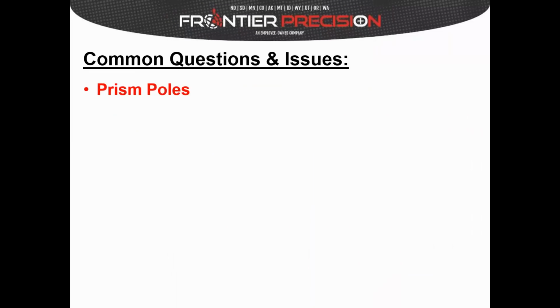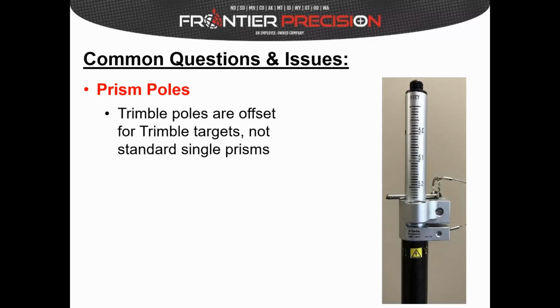All right, a little bit about prism poles too. As trivial as this may sound, these have caused issues in the past. So first, it's important to know that the Trimble poles are designed for the Trimble targets, not the standard single glass prism. You'll see graduations on the pole here, and you get a little pin to lock it in a specific height. Those offsets correlate to the height of the center of the prism. So they're not true measurements. They're offset for how tall that prism is. So when you put a Trimble prism on the pole, the graduations reflect the true height of the actual glass.